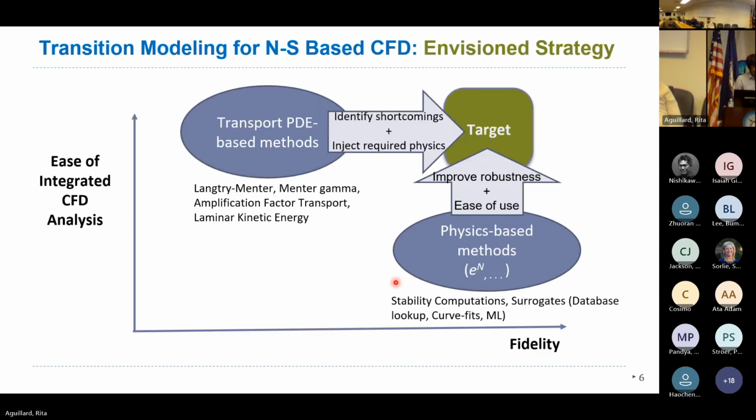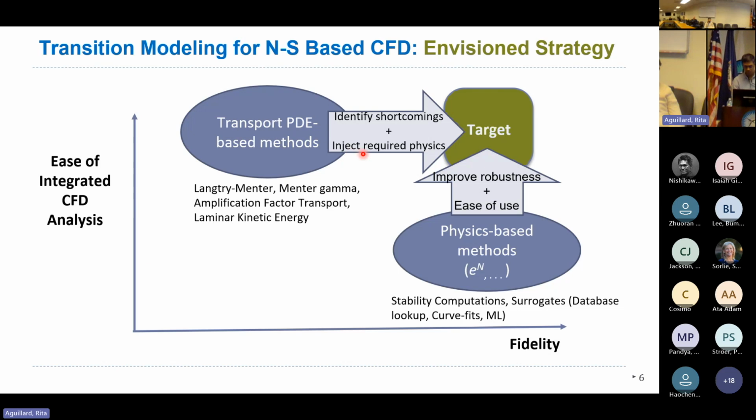So in this chart, what I'm showing is, on the vertical axis, we have the ease of integrated CFD analysis, how easy it is to put it in a traditional CFD workflow. On the right, we go by how accurately it's capturing the physics. So the PDE-based, RANS-based approaches fall on one end of the chart, and the physics-based e^N approaches are on the other end. And both have their challenges, and we are trying to bridge them and get them to a level where it's more user-friendly and feasible for a traditional CFD user to quickly use these tools to get where they want to go.